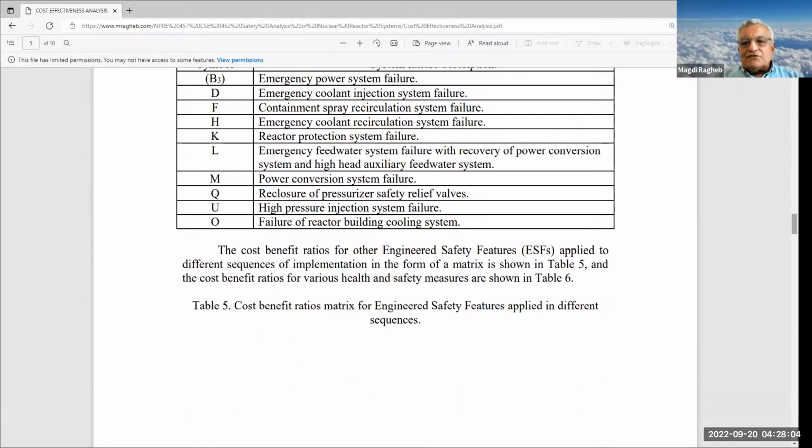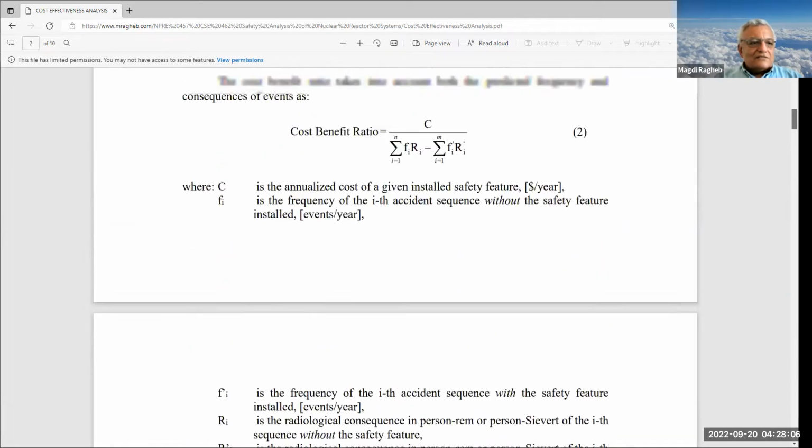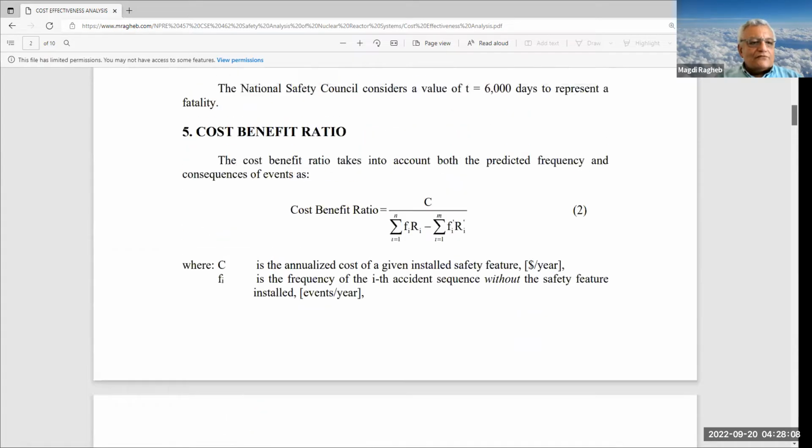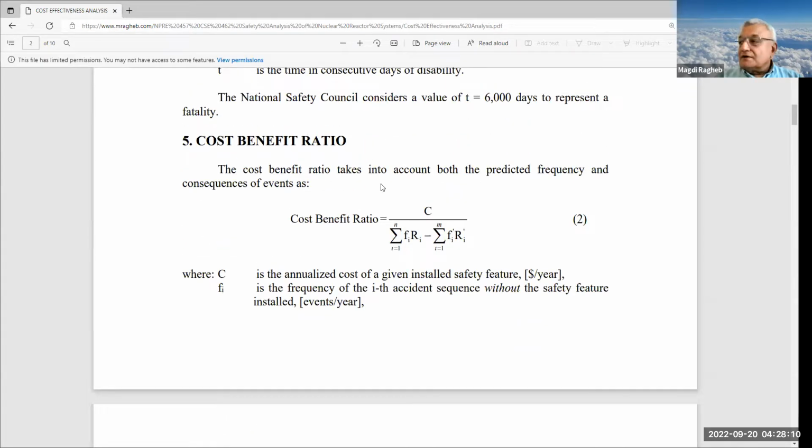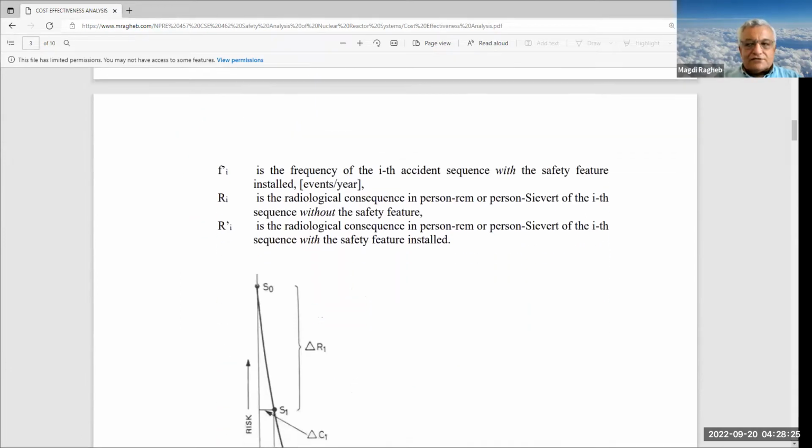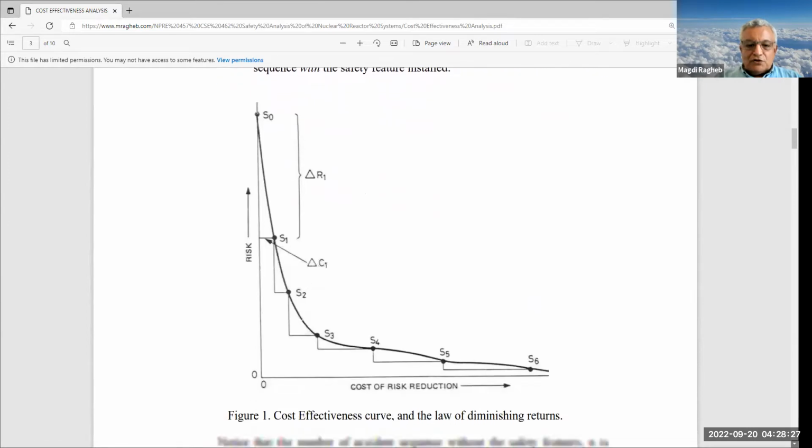Well, in that case, we said that, or we studied the use of an emergency core cooling system, and we suggested that its cost-benefit ratio is $14 per person RAM per year. That is the cost-benefit ratio. It is beneficial in cost. But there are other options that we can use.